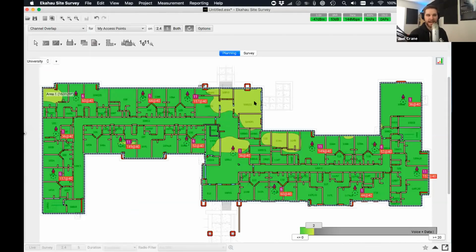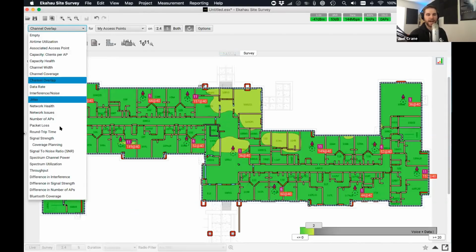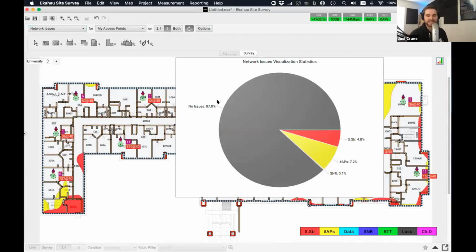We could dial it back down to 20s and eliminate this channel overlap entirely. And if this is a multi-story building, we're going to have to do that. But for sake of example, I'll leave it at 40s here. So if we go back and look at our network issues now and see how we're doing, oh man, this is looking awesome. Things are looking much, much better. In fact, from a statistics standpoint, we are passing requirements on 87% of our floor plan.